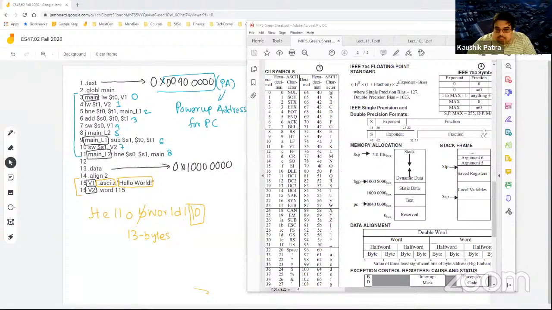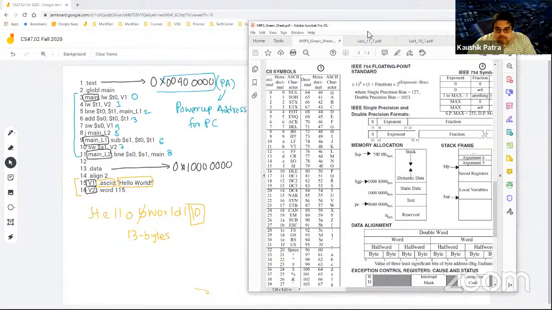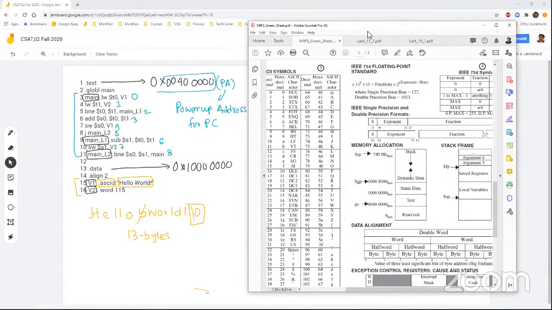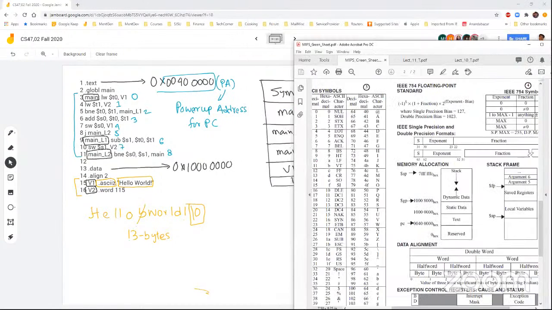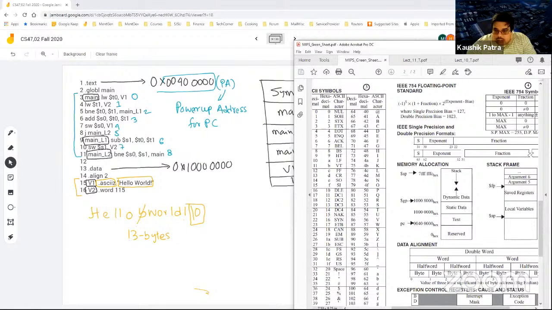Okay, so let me stop here. Christopher, does the symbol table generation make sense to you? Yeah, perfect. Thank you.